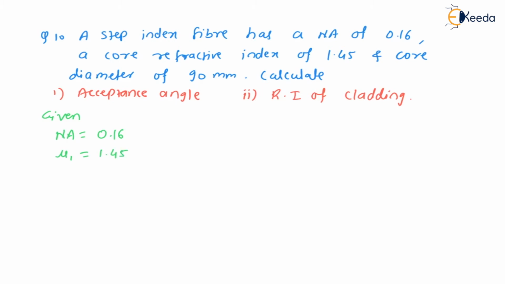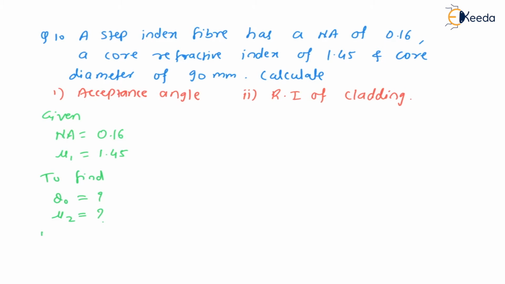Again they also have mentioned the core diameter of 90 mm, but we have to find out the acceptance angle and the refractive index of the cladding, and we know that in both of the formulas we don't need core diameter, so here we can neglect it. So to find, the first one is acceptance angle, so it will be theta naught equal to question mark, and the other one is the refractive index of cladding, so it will be mu2.